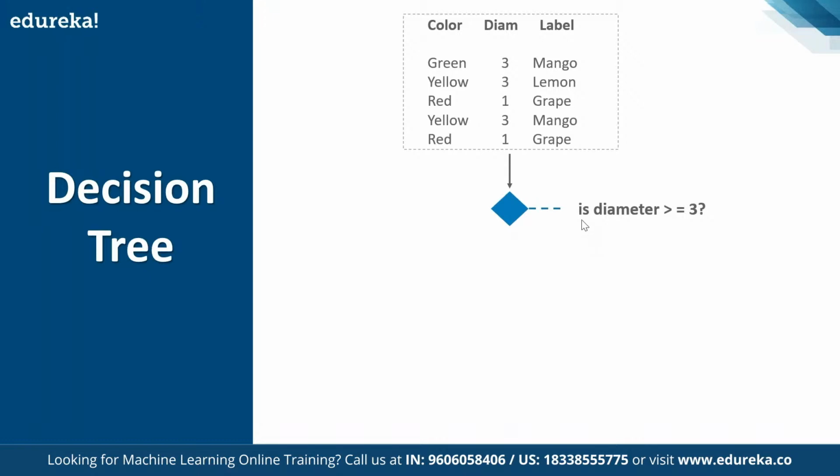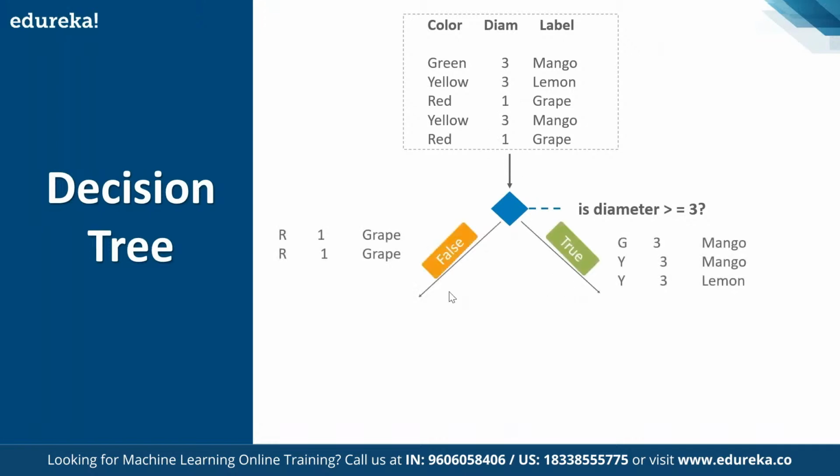Root node, imagine here is: is the diameter of the fruit greater than or equal to 3 or not? If it is greater than or equal to 3, you can see that you have 3 fruits here, 3 rows of the data set here. One is green with 3, mango; yellow with 3, lemon; yellow with 3, mango.